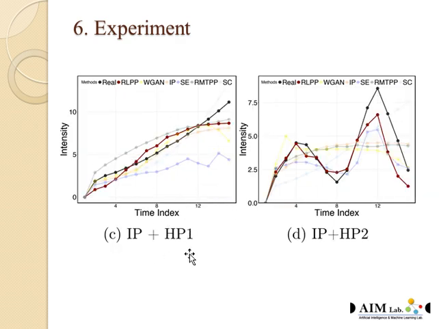And for IP plus HP, maybe the SC method, not the RLPP, is the best, and the RLPP gives a not best but good result. RLPP in IP plus HP2 means we use coefficient 2 on the dataset. Sorry, 2 means changing the coefficient with a randomly chosen coefficient.